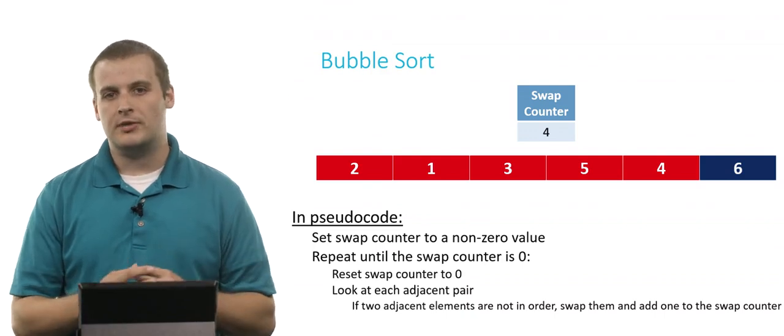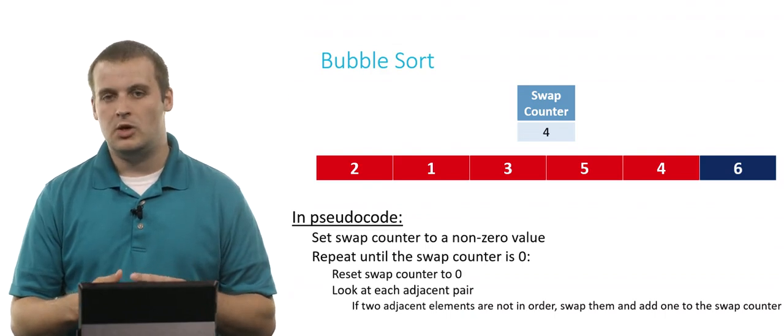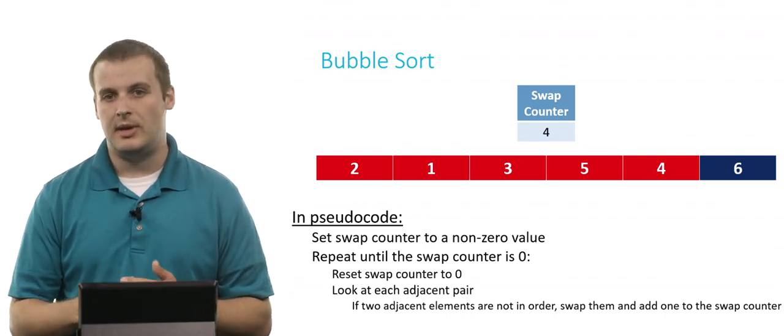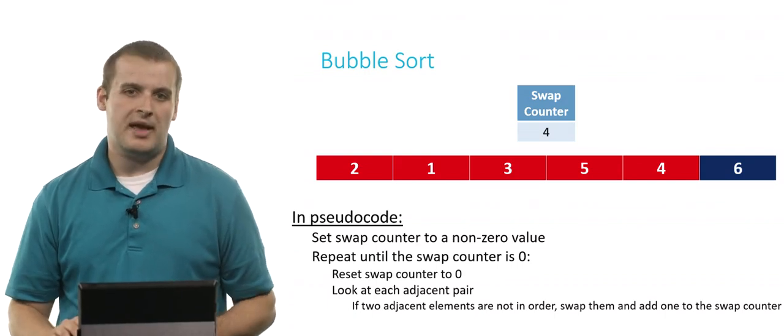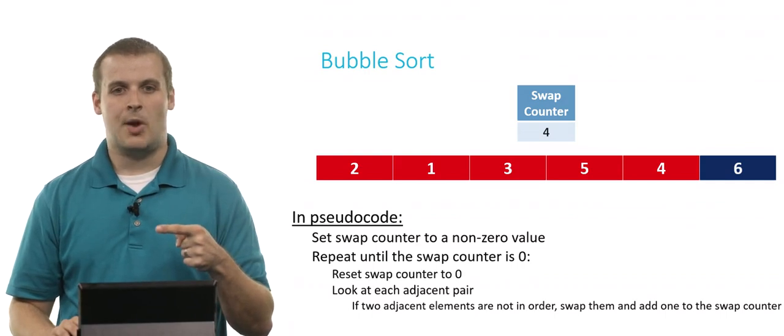And in future iterations going through the array again, we don't have to consider 6 anymore. We only have to consider the unsorted elements when we're looking at adjacent pairs. So we have finished one pass through bubble sort. So now we go back to the question, repeat until the swap counter is 0.